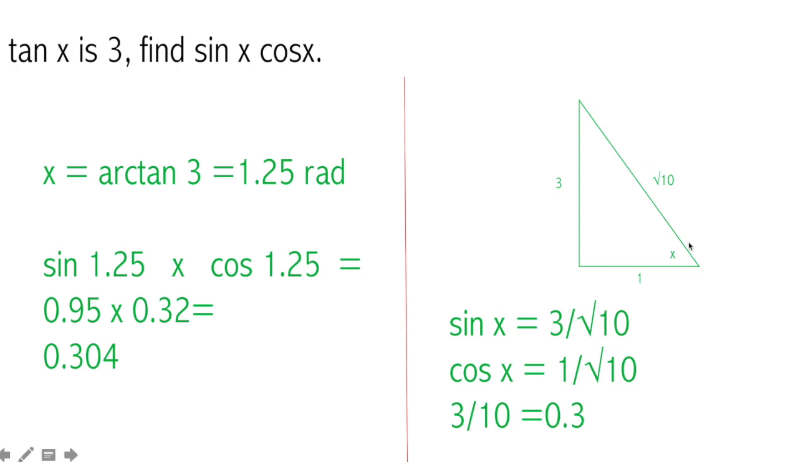So from there we can get sine x, opposite by hypotenuse, 3 by root 10, and cos x, which is 1 by root 10, because adjacent by hypotenuse. And we multiply these together, that becomes 3 by 10, which is 0.3, and that is the exact and correct answer.